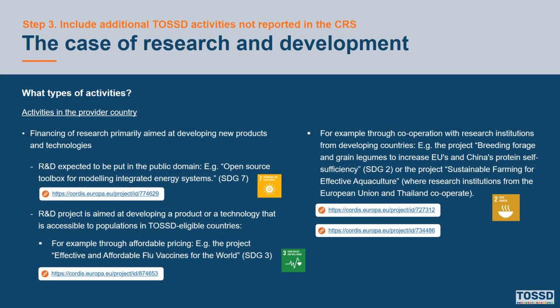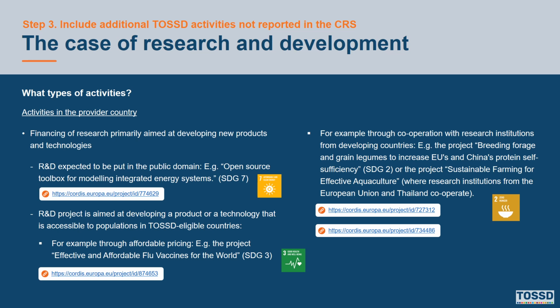Another type of activity in the provider country would be the financing of research primarily aimed at developing new products and technologies. The project's open source toolbox for modeling integrated energy systems is an activity with which research and development is expected to be put in the public domain. It also supports SDG 7.